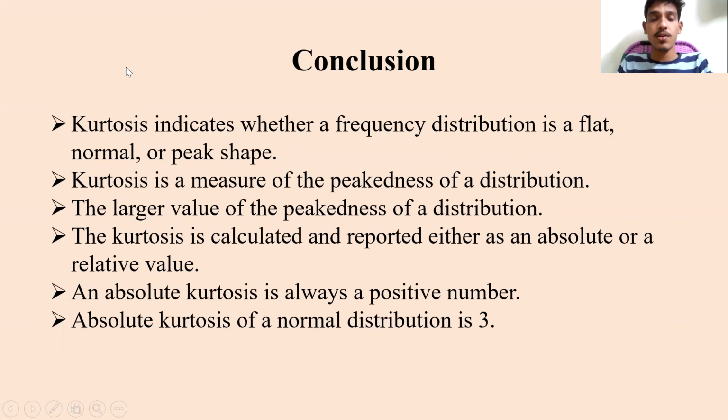Conclusion. Kurtosis indicates whether a frequency distribution is flat, normal, or peaked. Kurtosis is a measure of peakedness of a distribution. Kurtosis is calculated and reported either as an absolute or relative value. An absolute kurtosis is always a positive number, which means leptokurtic. Absolute kurtosis of a normal distribution is 3.